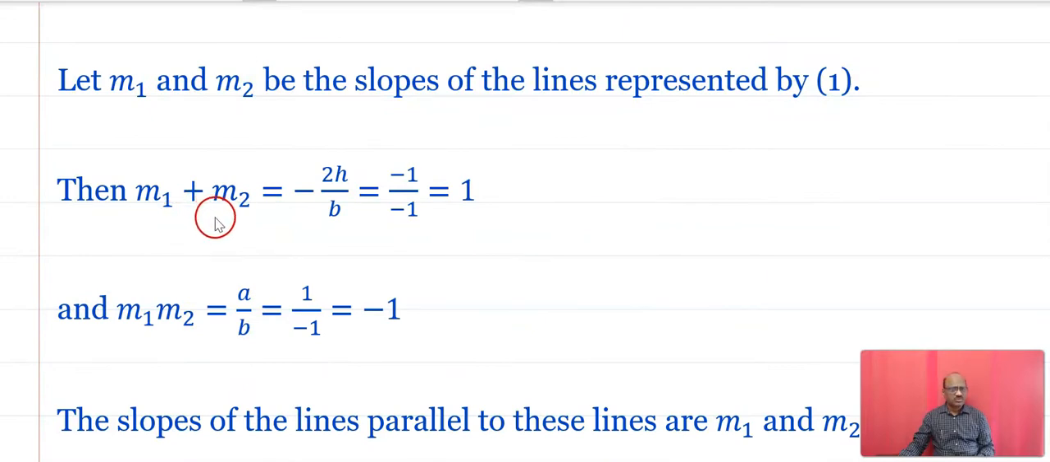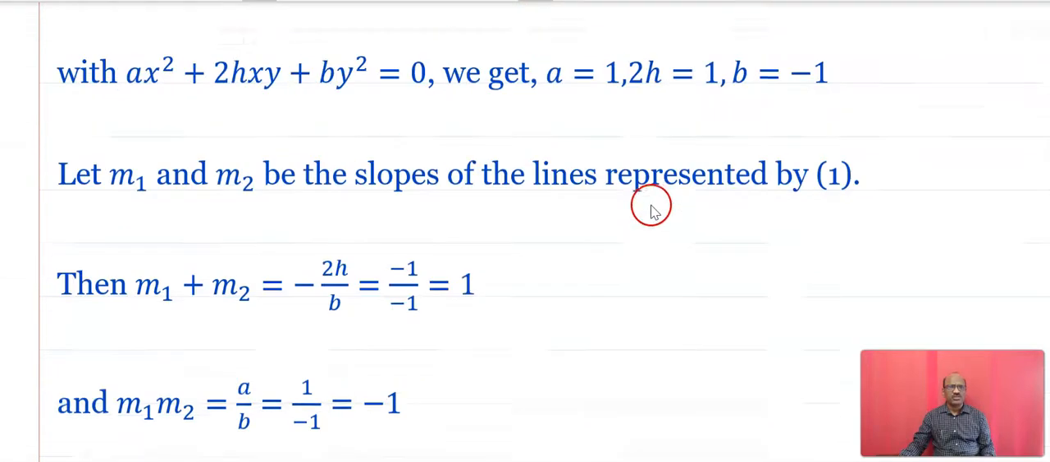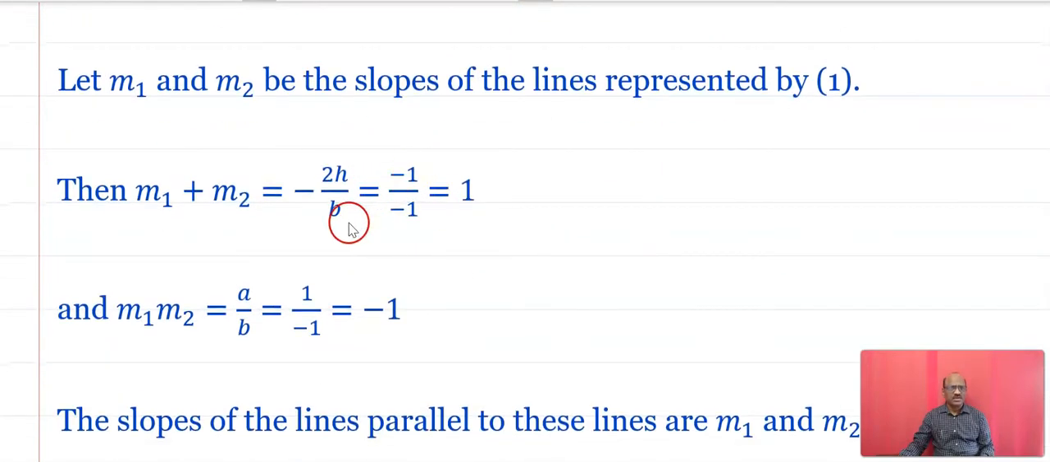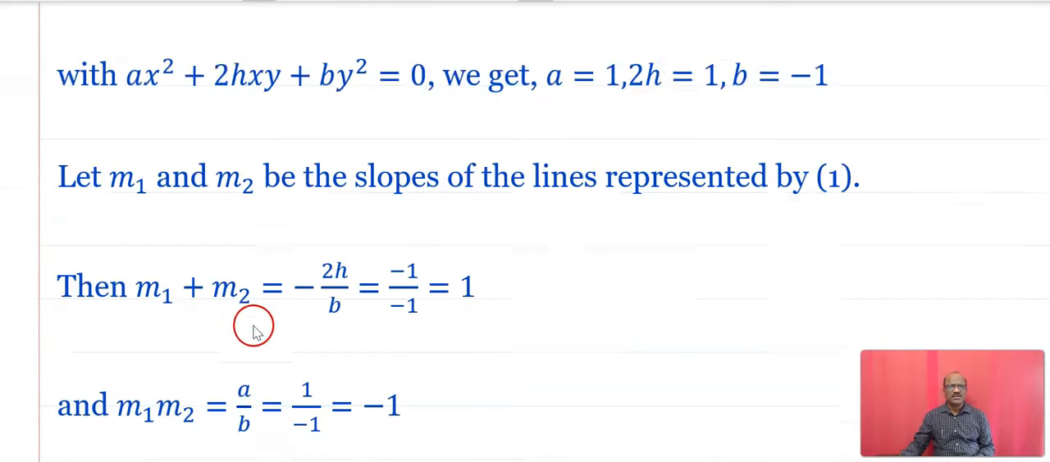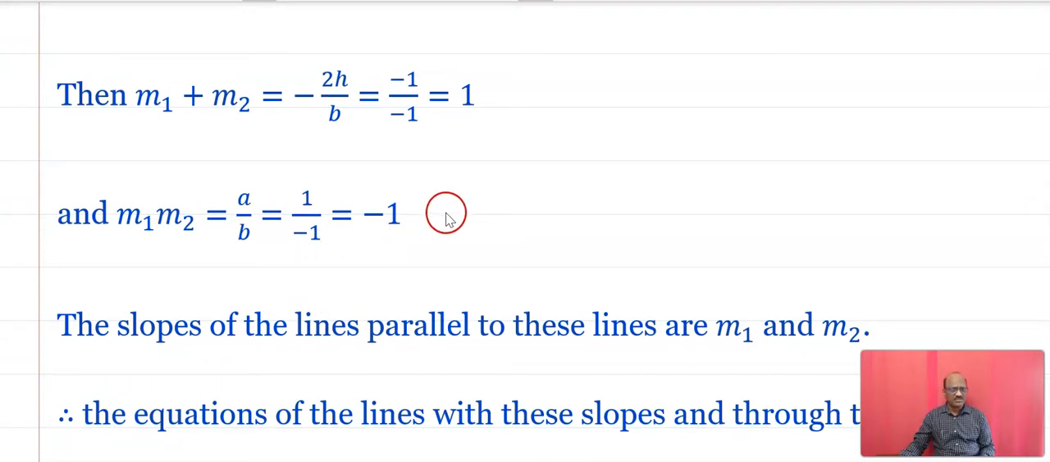Therefore, the sum of the roots is -2h/b. The value of 2h is 1, so it is -1/b. The value of b is -1, and minus and minus becomes plus. Hence m1 + m2 = 1. The product of the roots, that is the slopes, m1 m2 = a/b. The value of a is 1 and b is -1, so a/b = 1/(-1) = -1.